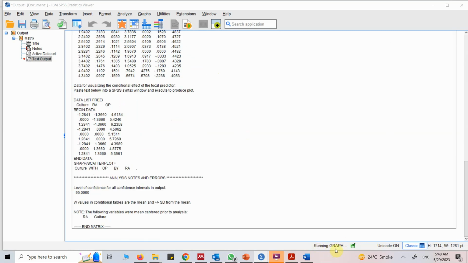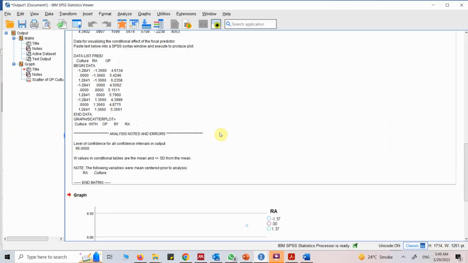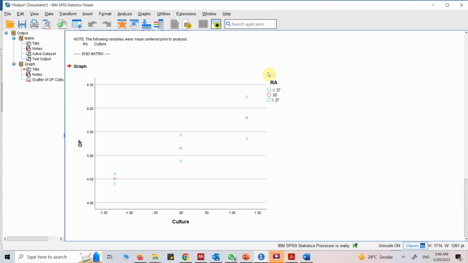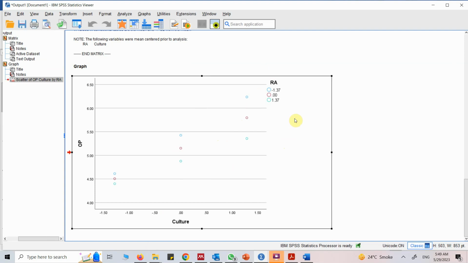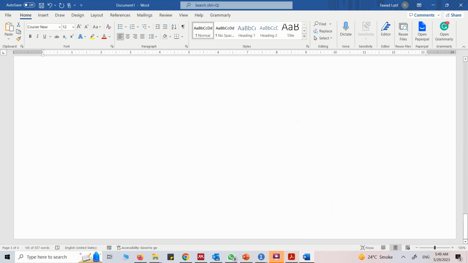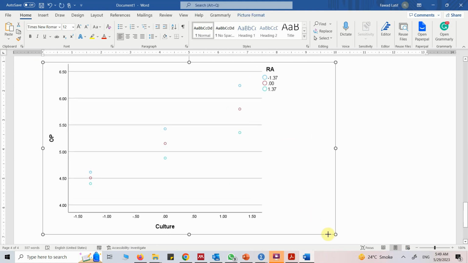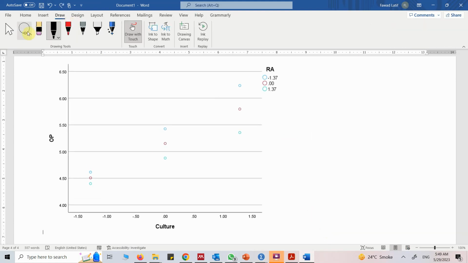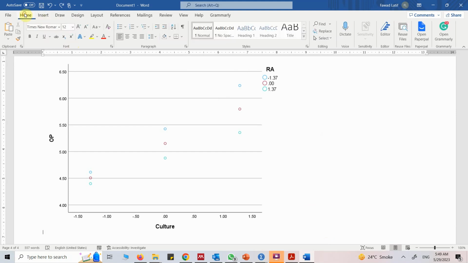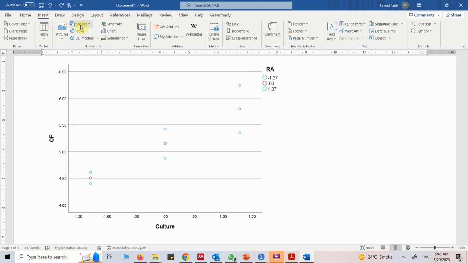And it's running the graph. Have a look here. Now here is the graph done as well. Now I'm just going to discuss this. Let me copy this into the Word document at the end here. So first, I'm going to draw the lines. For that, much easier, let's go to shapes and let's draw the lines here.